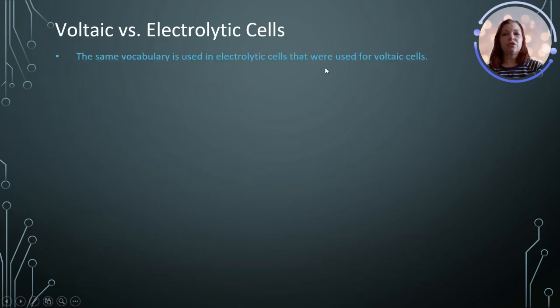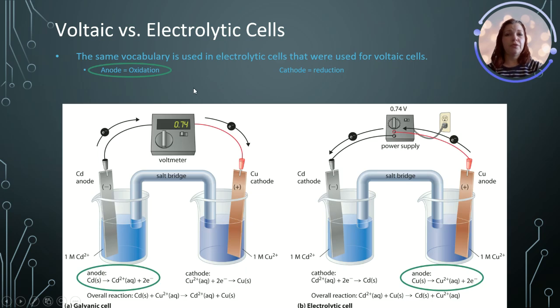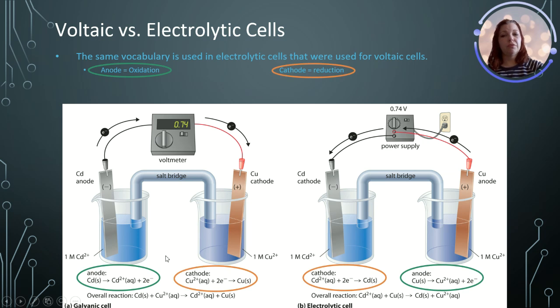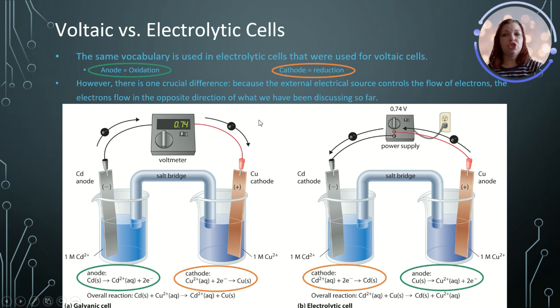So voltaic versus electrolytic cells, the vocabulary is the same. The anode is still oxidation, the cathode is still reduction. So let me show you. So here's a picture. So you still have your anode, and that is still oxidation, and you still have your cathode where reduction is, but notice that they have flipped. Okay, and so this cadmium solution is now your cathode, and your copper is now your anode. Okay, but it's still oxidation and reduction is still the same.